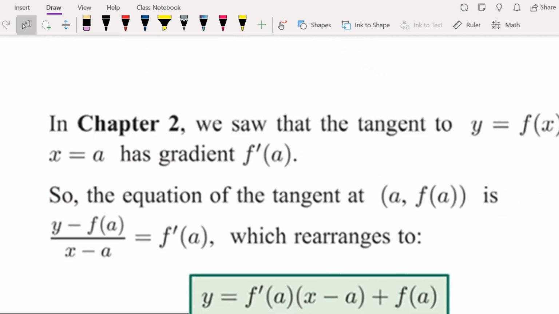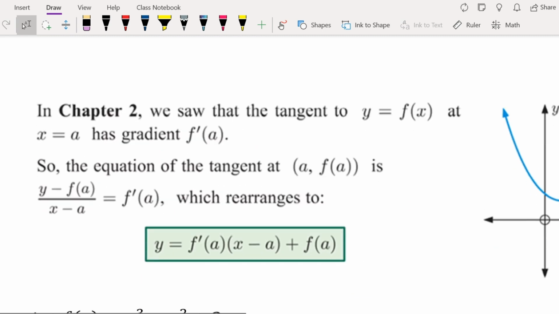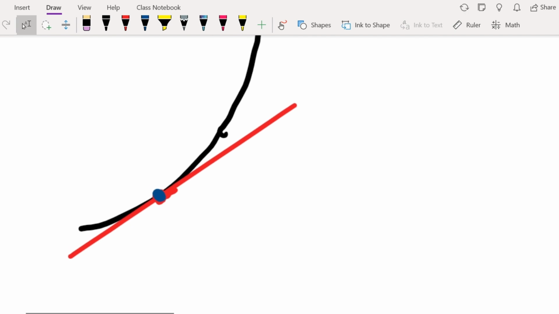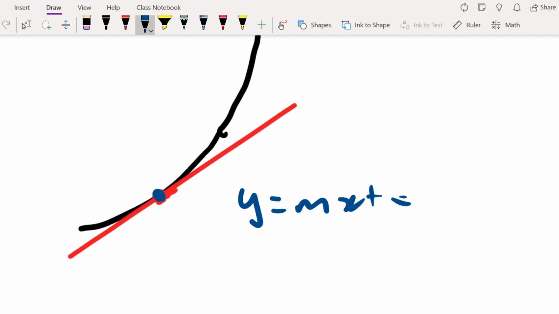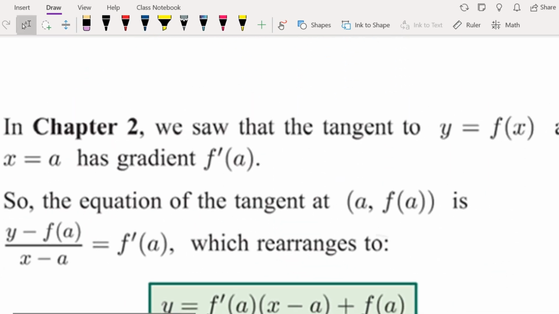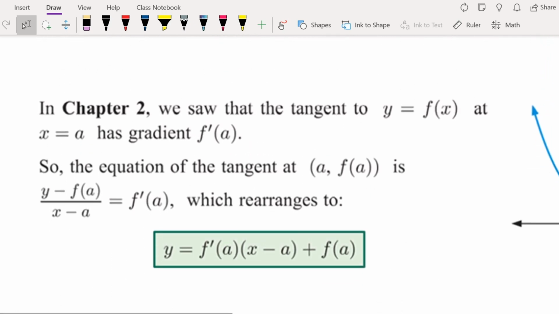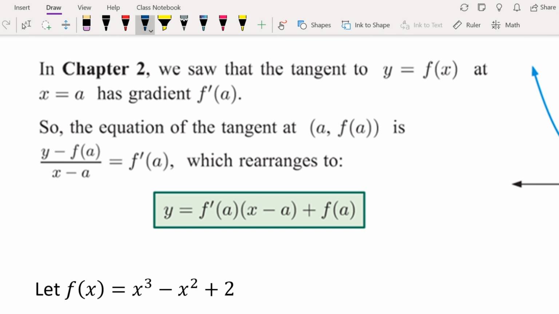So if we know stuff about derivatives, we can actually calculate the equation of a tangent. This red line, the tangent, is just a straight line, so it's going to have an equation like y equals mx plus c, and we're going to figure that out. So let's do that. We've got a formula for it. For y equals f of x, the equation of the tangent is y equals f dash of a, bracket x minus a, plus f of a.